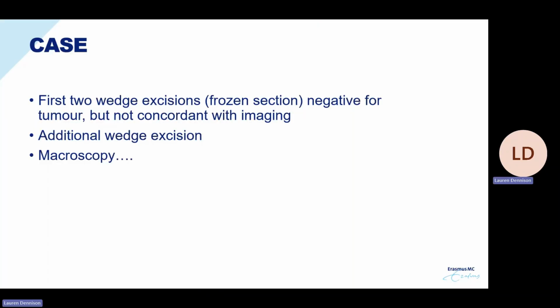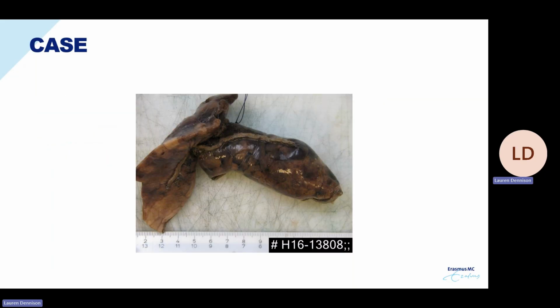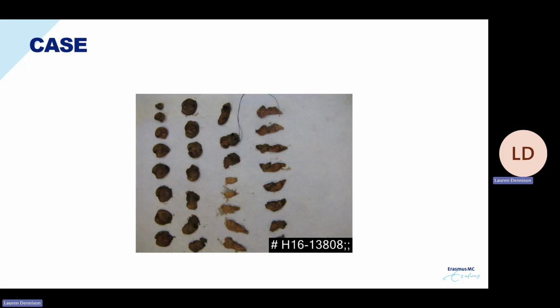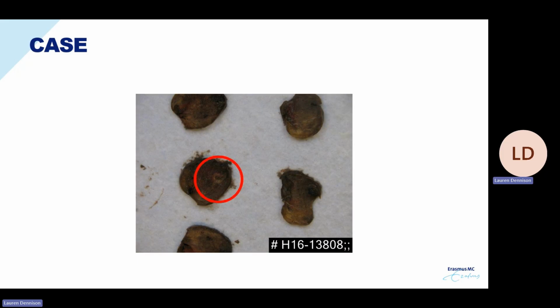And then there was an additional wedge excision. By that stage, of course, we looked at the imaging, because we have the imaging available also in the cut-up room. This was the wedge, and then if you cut it up, there seems to be something that would align with what was seen in the CT scan.